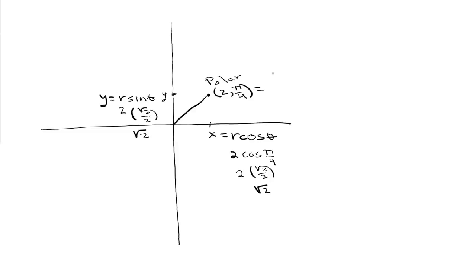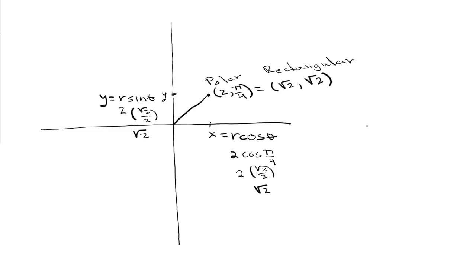In rectangular, this is going to be square root of 2, comma, square root of 2. All right. Now what if you want to go the other way?